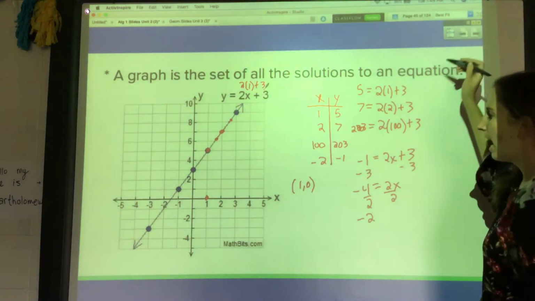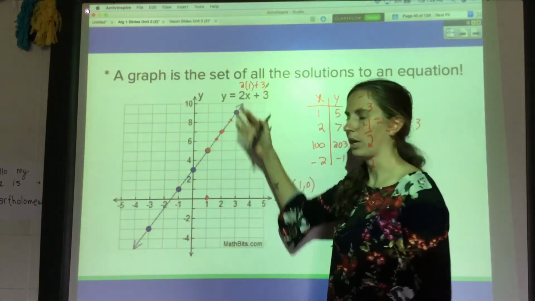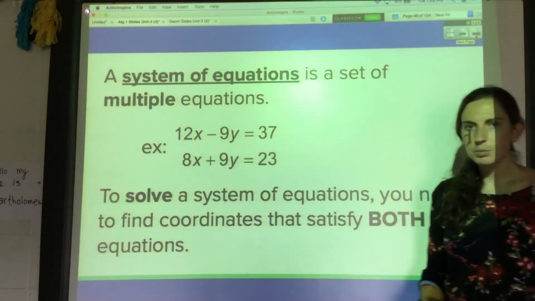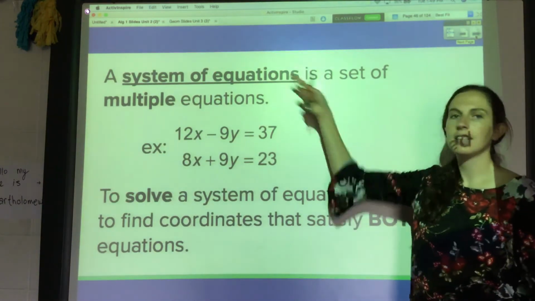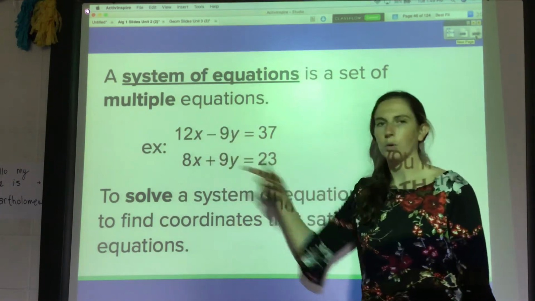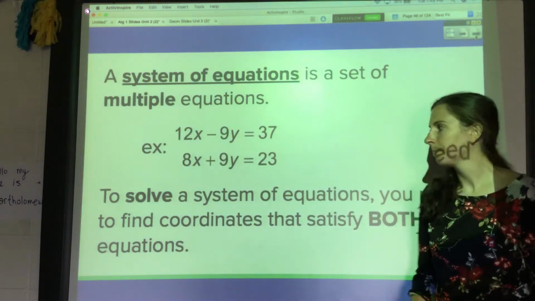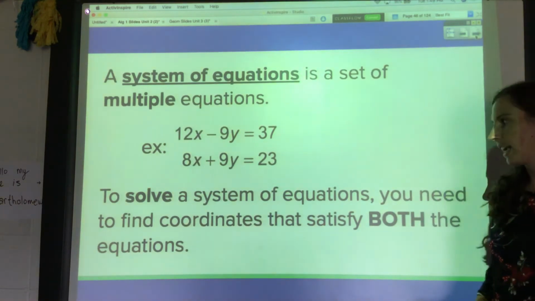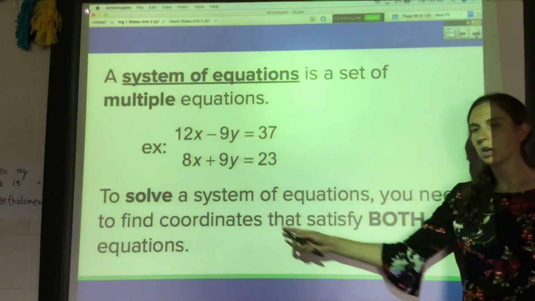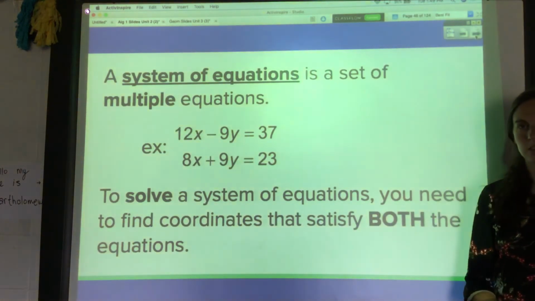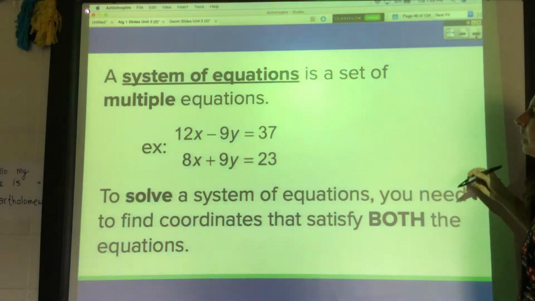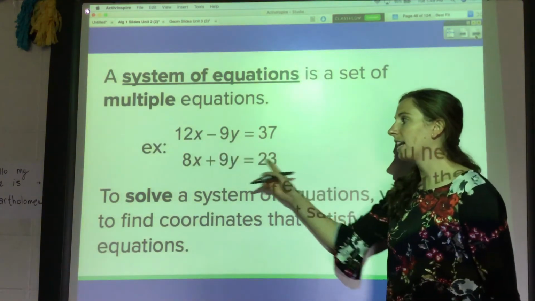Okay, so what happens if I add in another equation or another line? When you have multiple equations, we call that a system of equations. Often you'll see with two variables you have two equations, but there could be more. So to solve a system of equations, you basically need to find coordinates that work for both equations. So it has to be a solution to this line and to this line. It has to work for this equation and this equation.